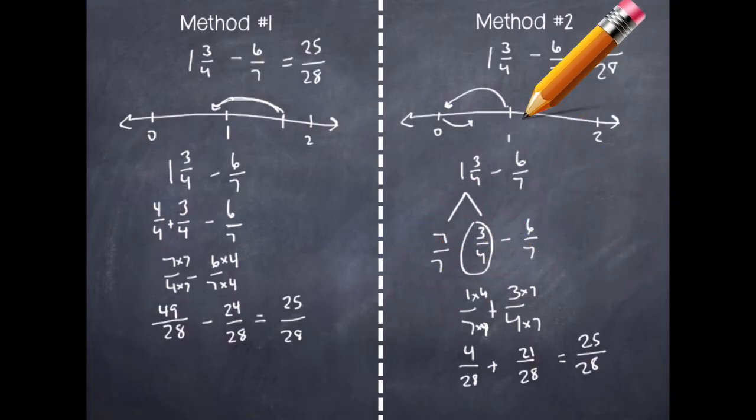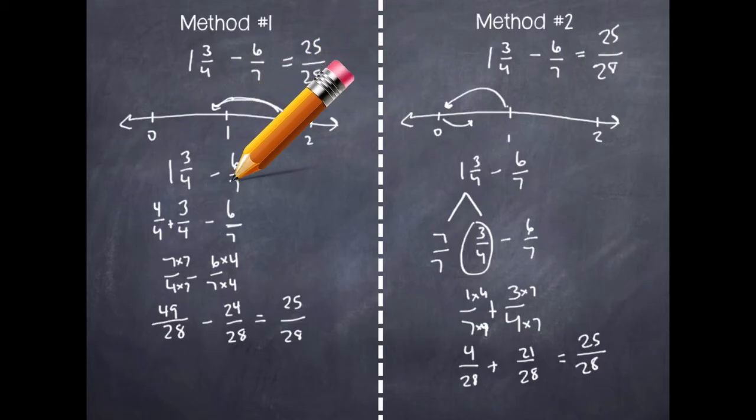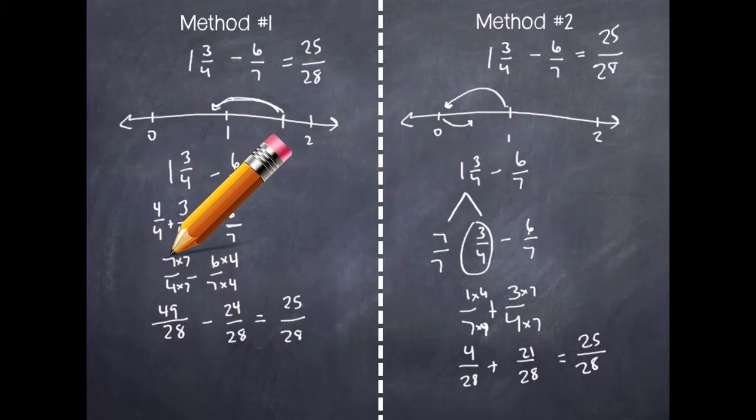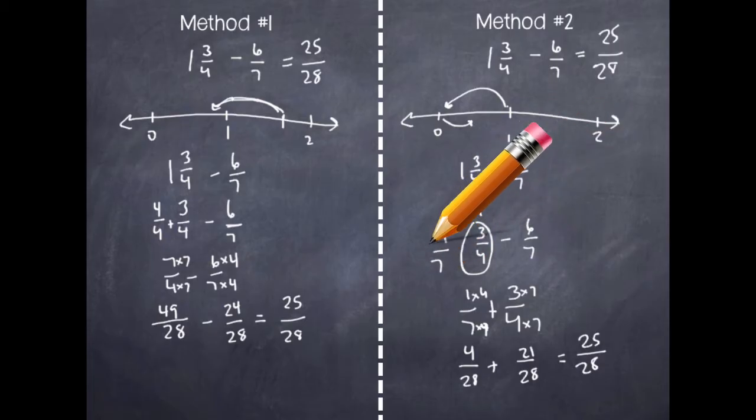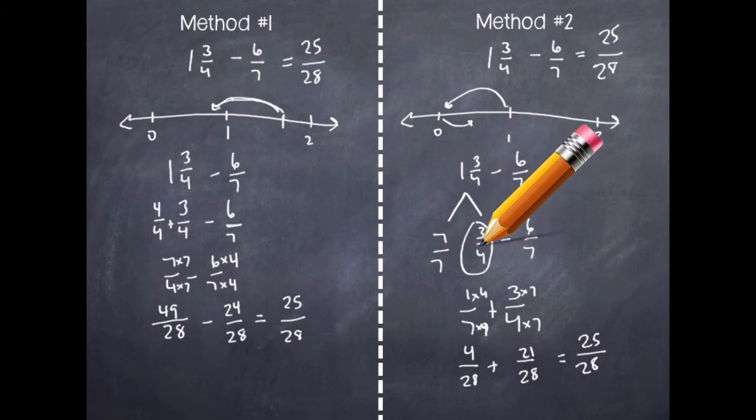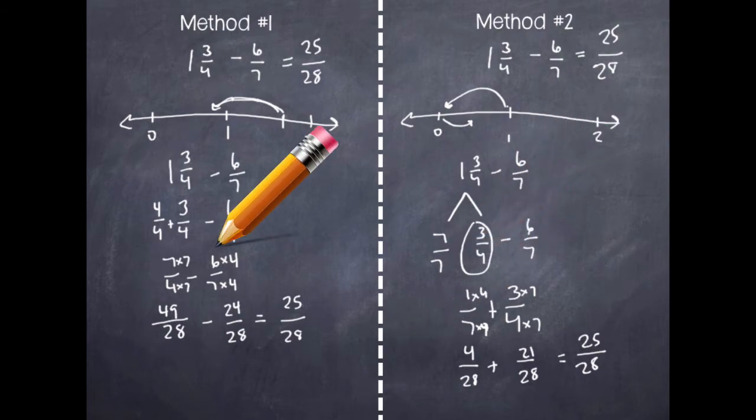So hopefully that's making some sense. You have the two different methods. Either you can change to a mixed number, like I did here, where my numerator was bigger than my denominator, and then change my units that way. Or I could think about my 1 whole and subtract from the 1 whole, and then add back in whatever my original fraction had attached to it.